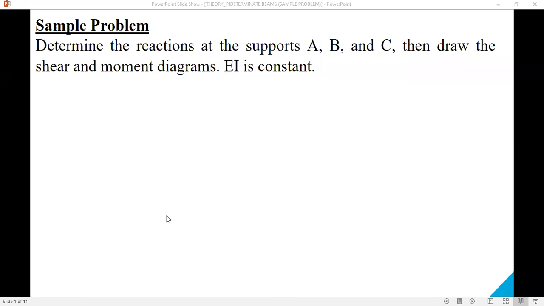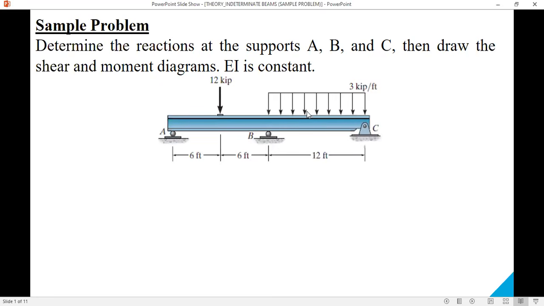In this video, I am going to solve a problem about statically indeterminate beams using the double integration method. Here's the problem. Determine the reactions at the supports A, B, and C, and then draw the shear and moment diagrams. Assume EI is constant. Okay, this is our beam.